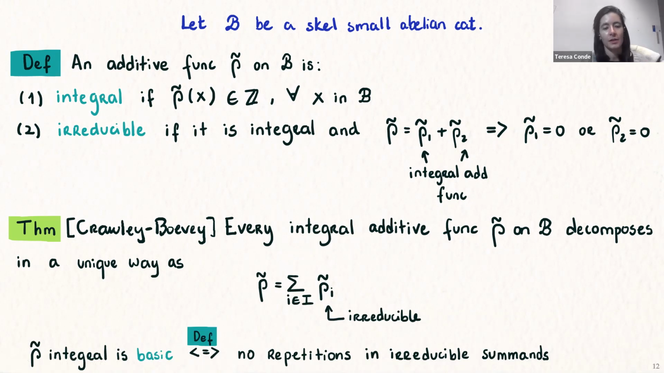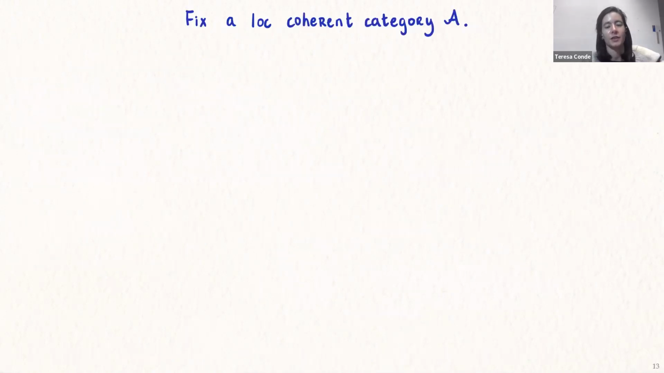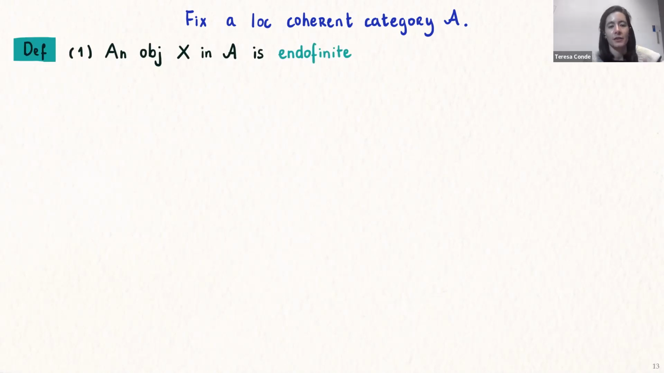There's another result that I want to tell you about in this abelian locally coherent world. And for that, I need some more notions. First, we need the notion of an endofinite object. So now let's assume that A is locally coherent. So in particular, it's a big abelian category.